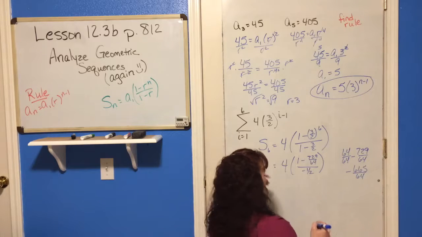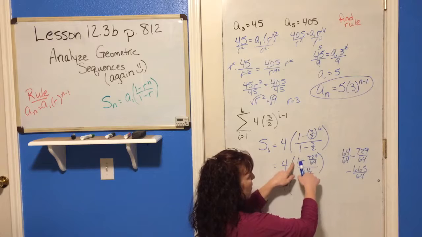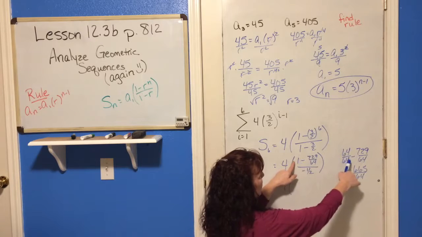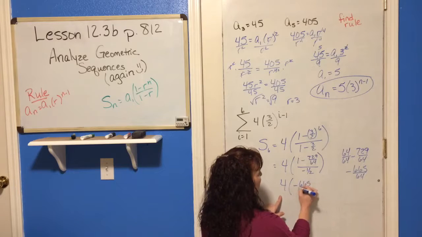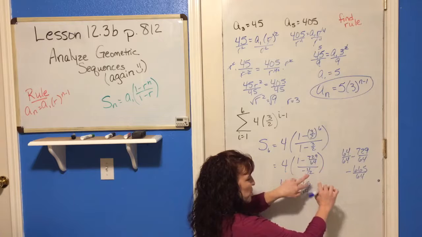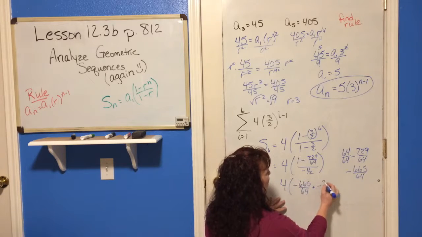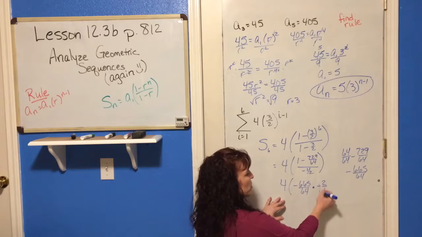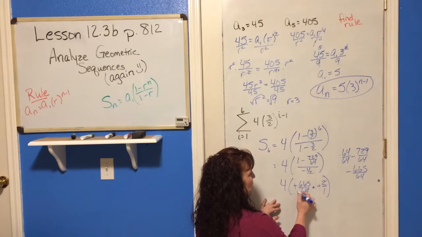Okay, so now you have, don't lose your 4, and what's on top is 1 minus this, so it's going to be -665 over 64, and you're going to divide by -1/2, which means you're going to multiply by the reciprocal. So you're going to multiply by -2 over 1. Now we've got a negative and a negative is a positive. Divide by 2 is 32.